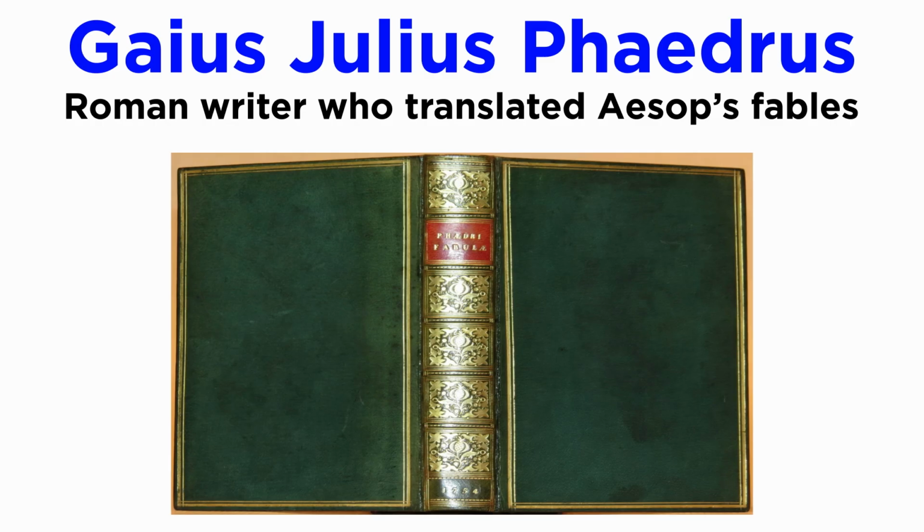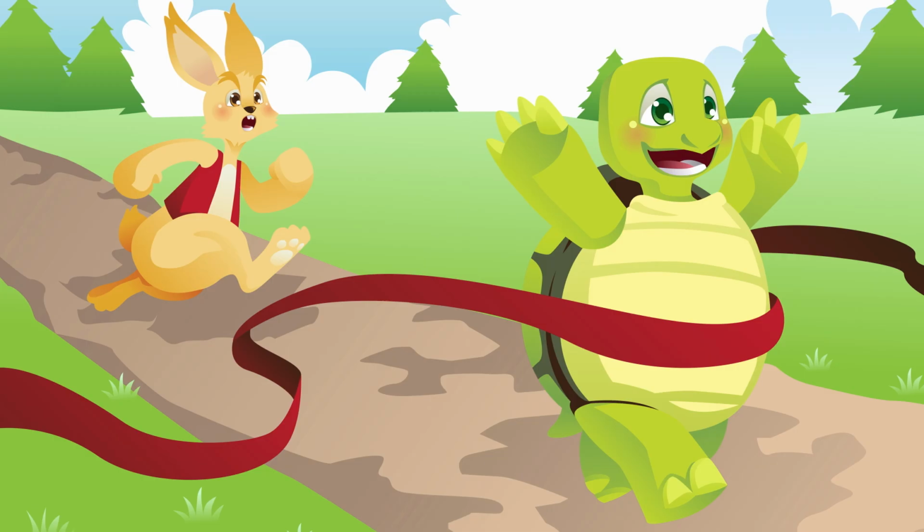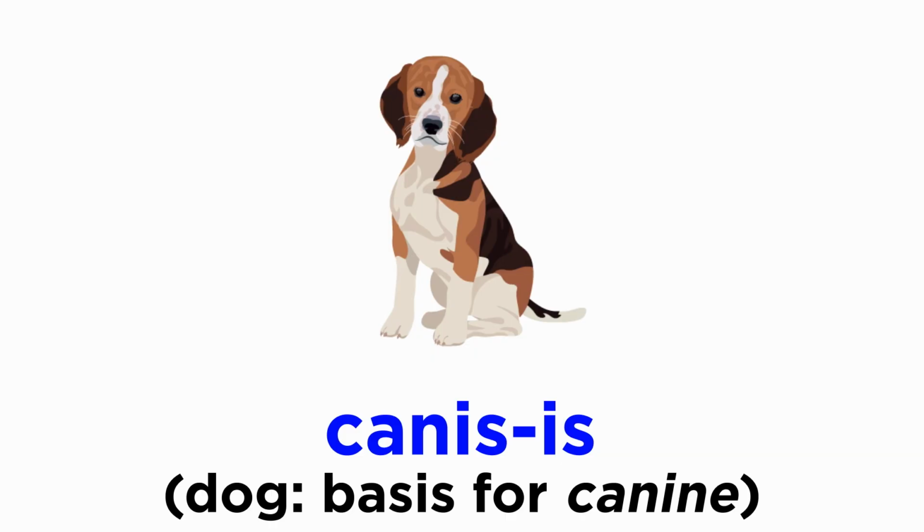Gaius Iulius Paedrus was a Roman writer who translated a collection of Aesop's fables into Latin. These stories are very cute and also educational, and one of Paedrus's purposes in writing these fables was to teach simple morals. From these stories, which frequently featured animals, we can discern the names of many of the common domestic animals, as well as some English words that are derivatives of these names. Let's go over these together.